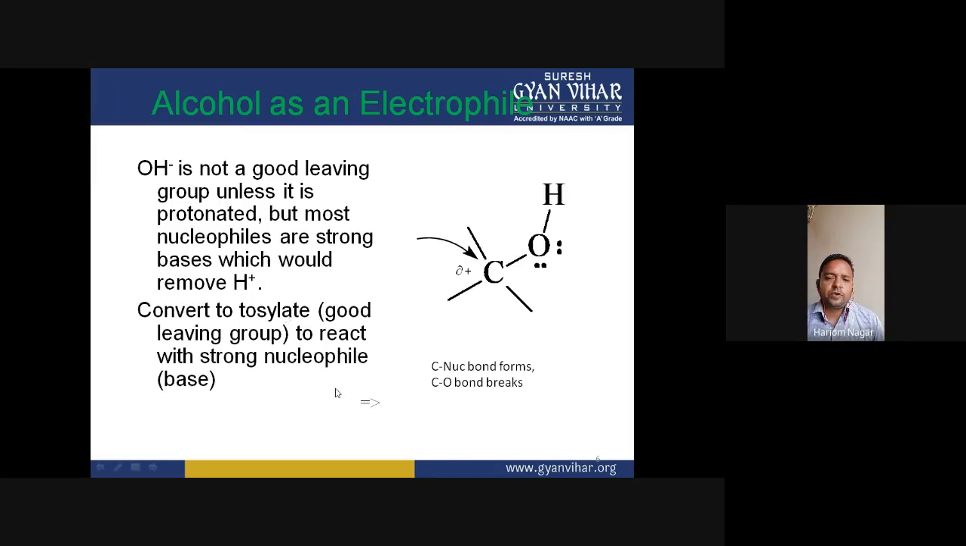OH is not a good leaving group unless it is protonated, but most nucleophiles are strong bases which would remove the H plus ion. Actually, the OH group is not a good leaving group. But when we convert this OH group into the protonated group, then it is released easily, meaning its leaving nature will increase.